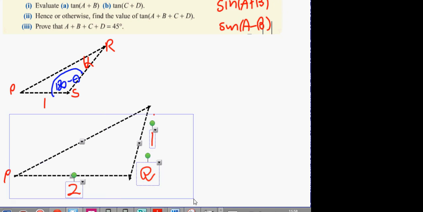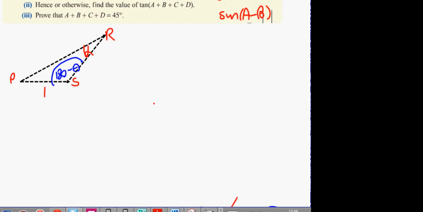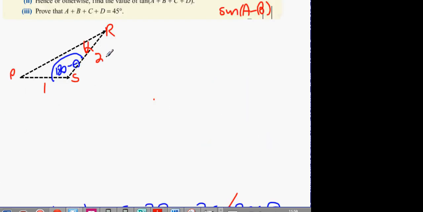Now, can anybody in class tell me? You have to go where the information is, okay? And what I mean by that is this. We have a lot of information on this triangle here. Now, the problem is, we said SR is what? 2 cos theta.